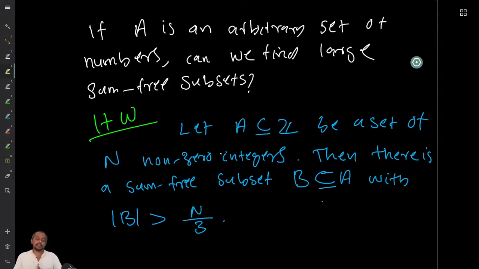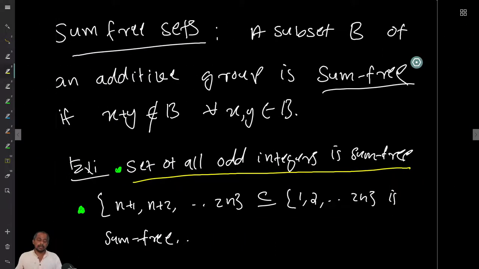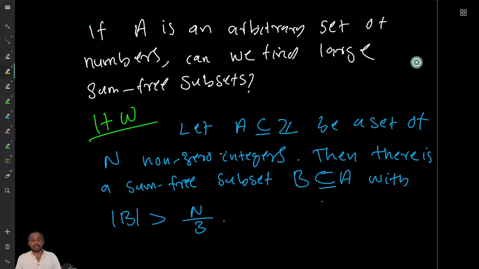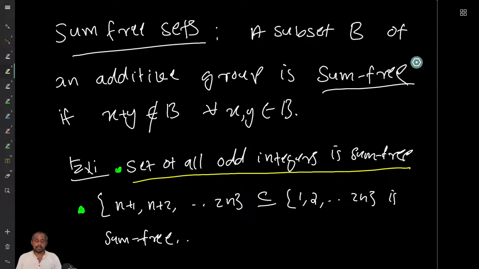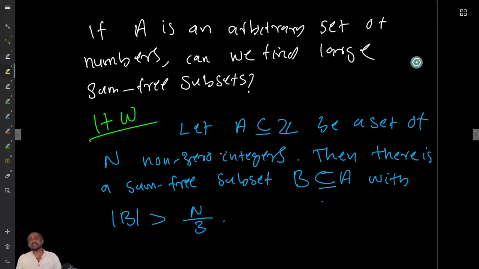Now, the question is that suppose you are given an arbitrary set, okay? When you have sets like the set of all integers, etc., you are able to find infinitely large sum free subsets. But now, suppose I give you an arbitrary set of numbers, instead of a group. You can assume that they are within the set of all integers. So out of the integers, we are giving some arbitrary subset, not consecutive or anything like that. Now, can you find a large enough sum free subset for this set?